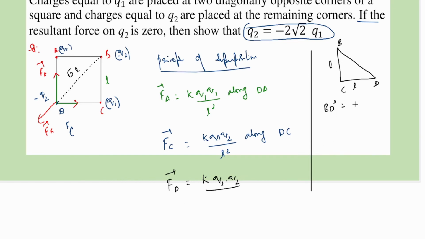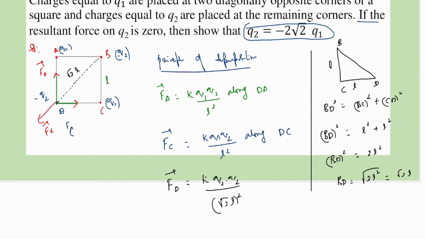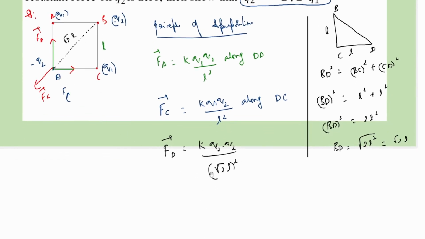BD whole square would be BC whole square plus CD whole square. That is equal to BC is L square plus L square. That is BD whole square. That will be 2L square. Or BD would be, taking a root of this, root 2 into L. That's what is given here. So it's root 2 into L whole square, because it is distance whole square. Do remember that BD is root 2 into L and we're squaring it. This is along BD. It's a repulsive force.